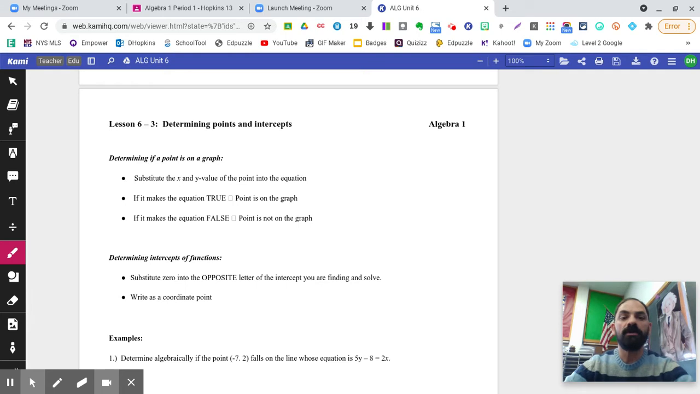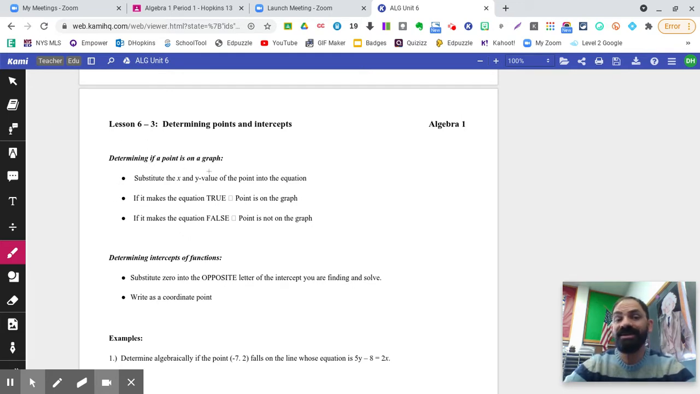Hopkins. Today we are looking at equations of lines, and we're going to determine the points of intercepts. So whether it's the x-intercept, y-intercept, understanding slope. So here's 3 bullets I'd like to go over.